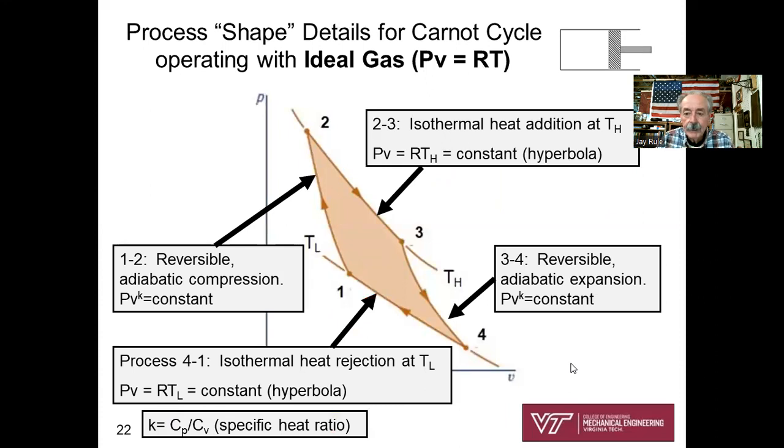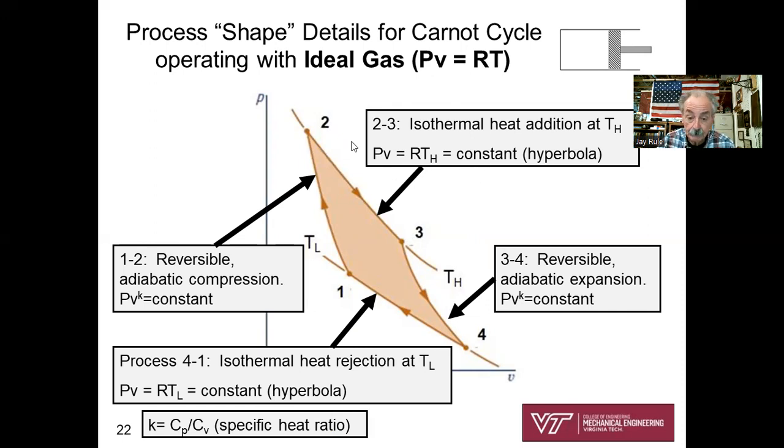Okay. I'm not going to spend much time on this slide because you see that now I'm using an ideal gas contained in the piston cylinder as the example. And so let's look at process shape details if you've got an ideal gas inside your piston and cylinder. Let's start with process 2 to 3, isothermal heat addition at constant TH. Well, I've got an ideal gas. PV is equal to RT. The right-hand side is constant for constant temperature, isn't it? So in other words, PV equals constant for 2 to 3. That's a hyperbola. PV equals constant.